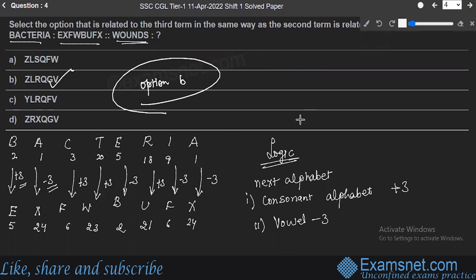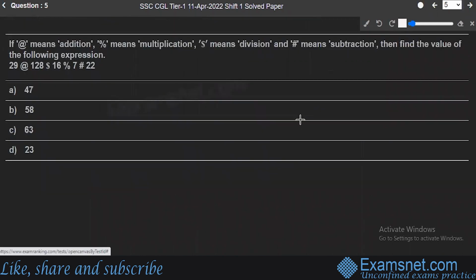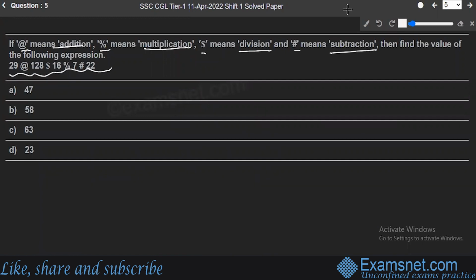I hope you're clear with this question, right? You just need to know the numbers of the alphabets. Everything will be sorted. And you just have to look at the logic which is being followed in the question. So let's move to the next question, question number 5. If @ means addition, % means multiplication, $ means division, and # means subtraction, then you have to find out the value of this expression.